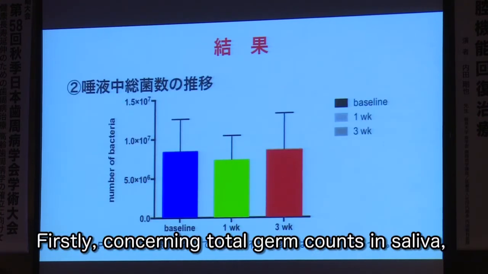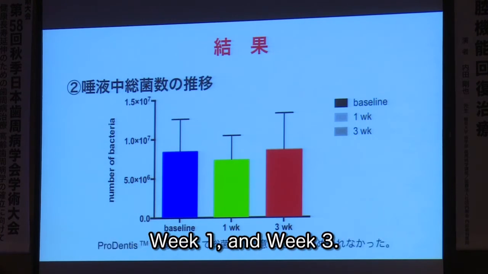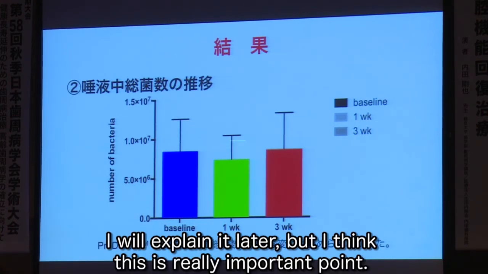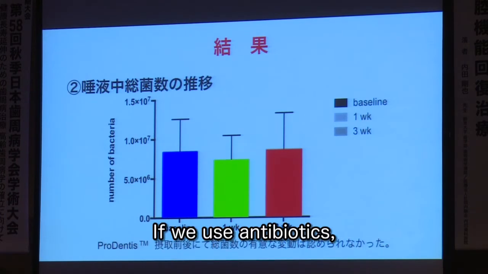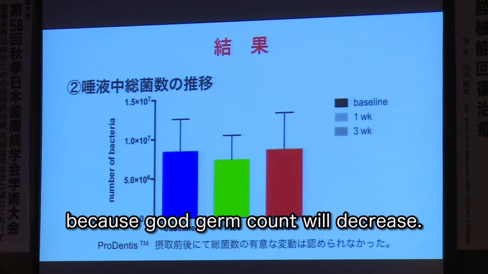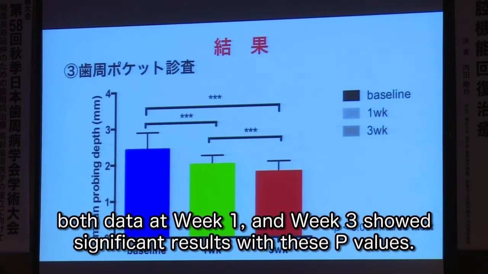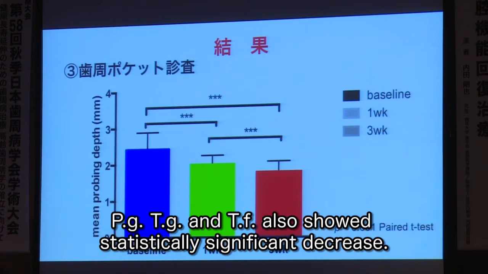Firstly, concerning total germ counts in saliva, there is no difference at baseline, week 1, and week 3. I will explain it later, but I think this is a really important point. If we use antibiotics, total germ count would become smaller because germ count will decrease. Secondly, about periodontal pockets, both data at week 1 and week 3 show significant results with these p-values. PG, TG, and TF also show statistically significant decrease.